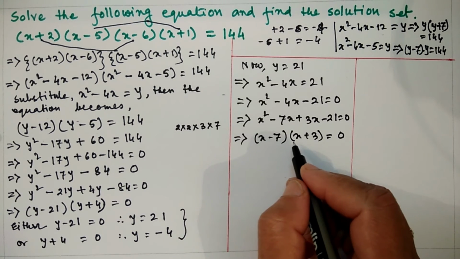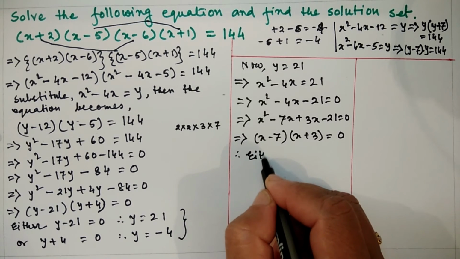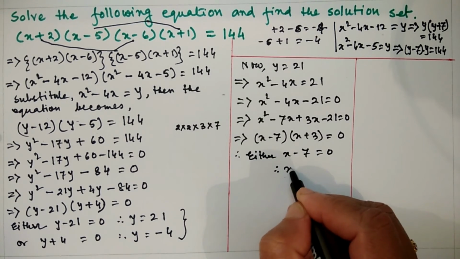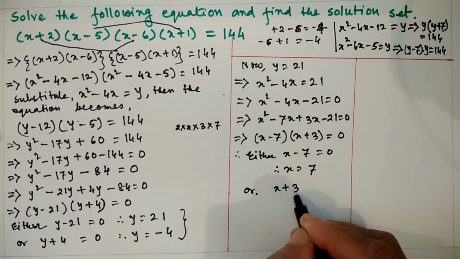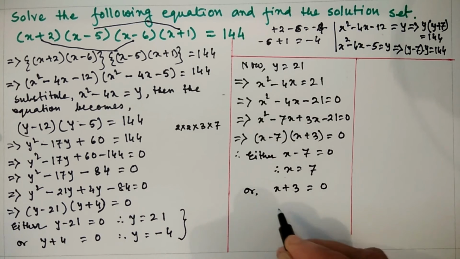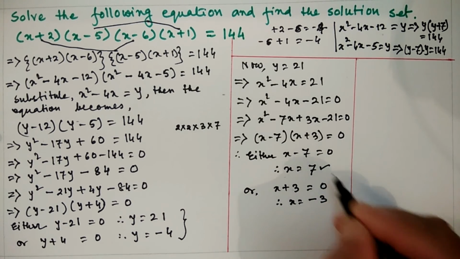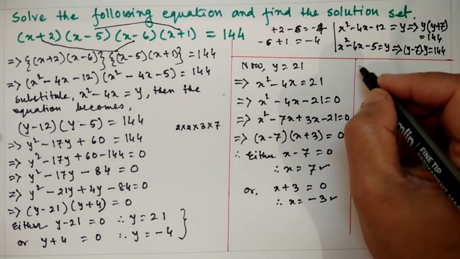Product of two terms, so therefore either x minus 7 is equal to 0, therefore x is equal to 7, or x plus 3 is equal to 0, therefore x is equal to minus 3. So we have got two roots, but y has two values. There is another, so write it.